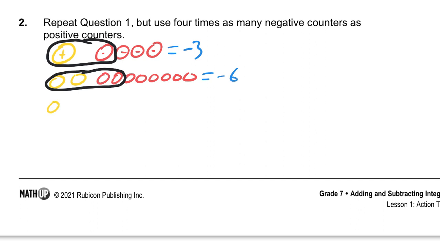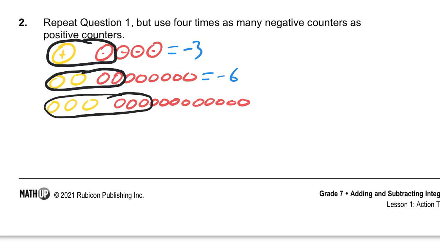If I have 3 positives, then I'm going to have 4 times as many negatives. So 3 times 4 is 12. 1, 2, 3, 4, 5, 6, 7, 8, 9, 10, 11, 12. I'm going to circle my 0 pairs. If I have 3 positives and 3 negatives, that's going to give me 0. And now I'm going to pay attention to what I have left, which is -9.